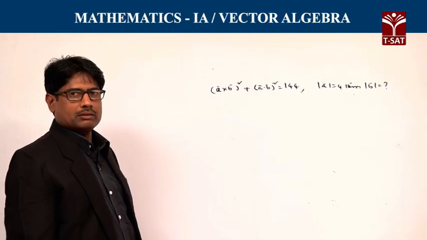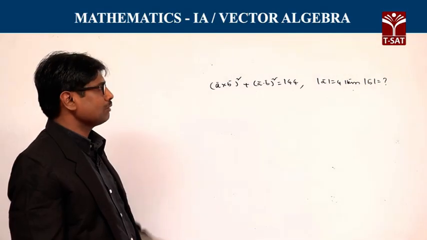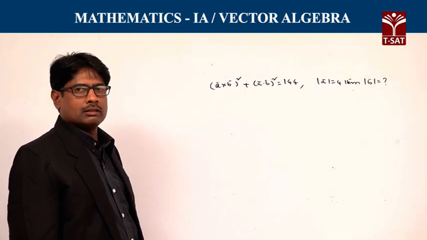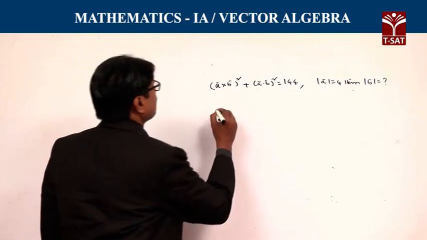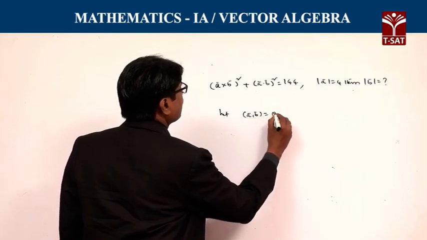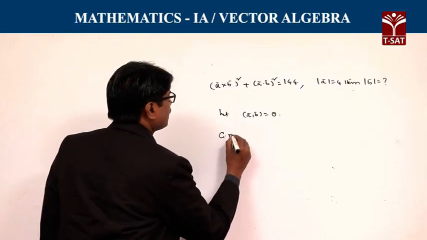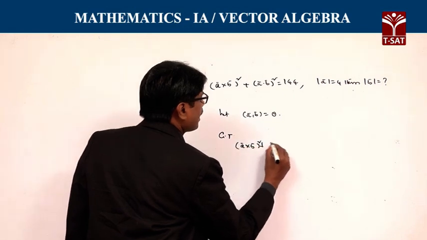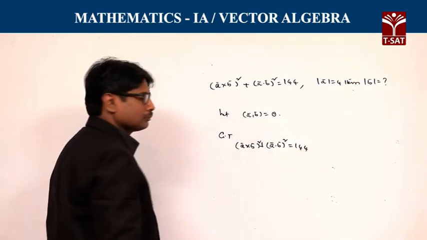a bar, b bar are two vectors, and a relation between them is given: a cross b whole square plus a dot b whole square is equal to 144. If mod of a bar is 4, find mod of b bar. Now let the angle between a bar and b bar be some theta. Given that a bar cross b bar whole square plus a bar dot b bar whole square is equal to 144.